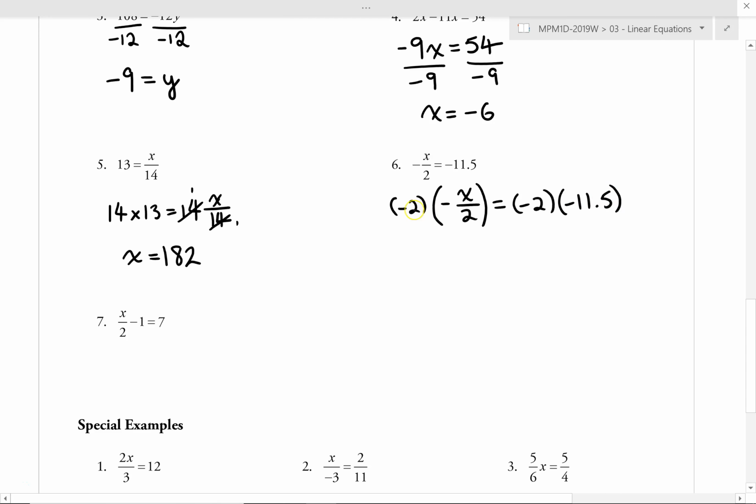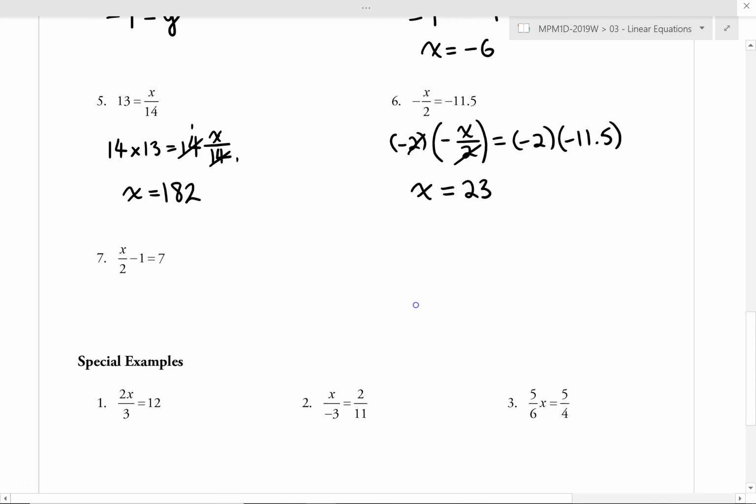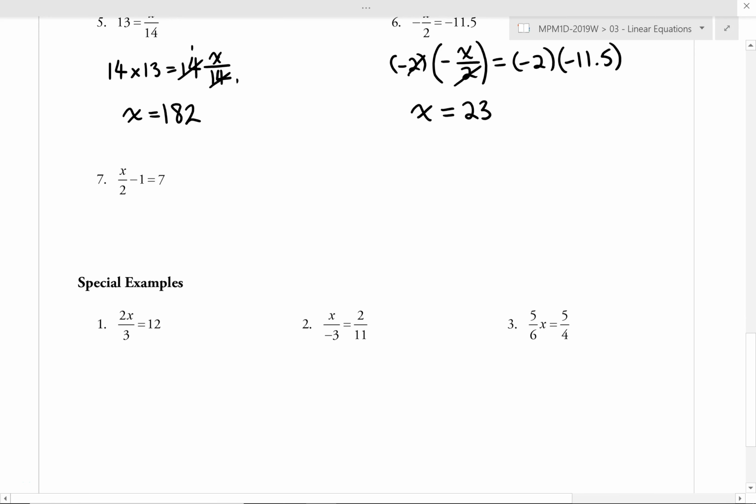Well, now notice on the left here, we're going to have two negatives multiplied. Those are going to cancel. We're going to get a positive, and so that's going to clean up the sign. We're going to have just x left because these 2s cross-cancel, right? And so we'll have left just x equals 2 times 11.5, which is positive 23. All right, we got one more example here, number 7.